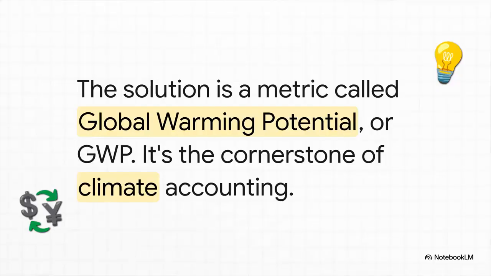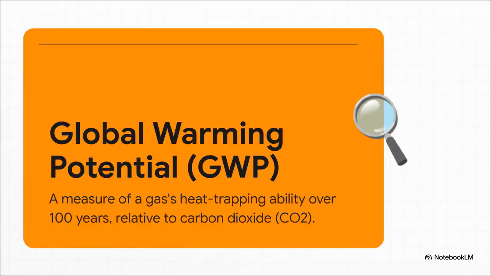Honestly, this is the absolute cornerstone of modern climate accounting. You can think of it as the official exchange rate for greenhouse gas impact. So GWP is basically a measure of how much heat a gas can trap compared to the same amount of CO2. And to make it a fair comparison, scientists picked a specific time frame. The international standard is 100 years. That time frame is long enough to capture the long-term effect of CO2, but also the powerful short-term punch of gases like methane. So the question GWP answers is, over a century, how much more warming does 1 ton of methane cause compared to 1 ton of CO2?